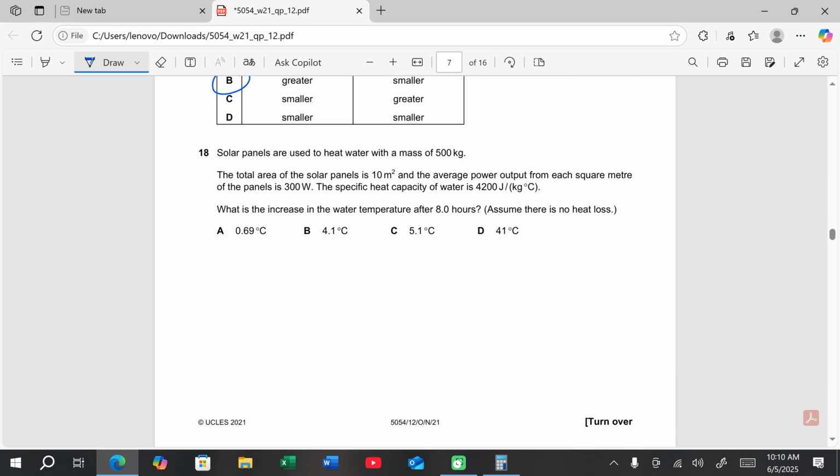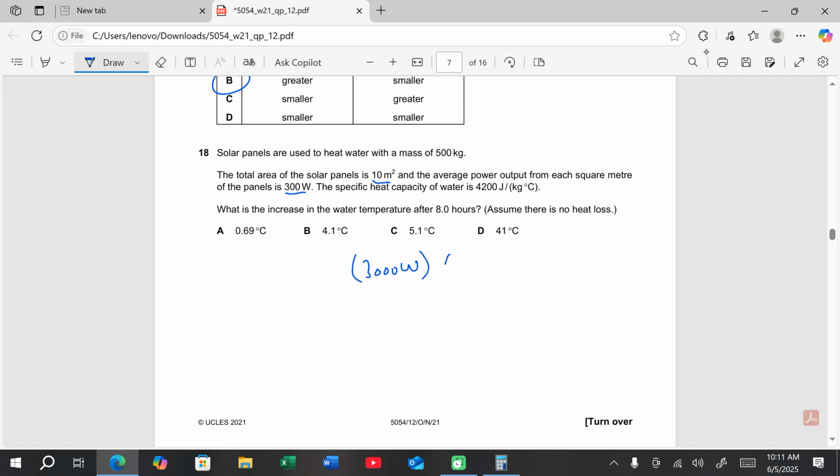Solar panels are used to heat the water with a mass 500 kg. The total area of the solar panel is 10 meters squared. The average power output for each meter squared of the panel is 300. Since there are 10 meters squared and each meter is this, so this will be 3000 watts. Heat capacity is given. What is the increase in water temperature after 8 hours?